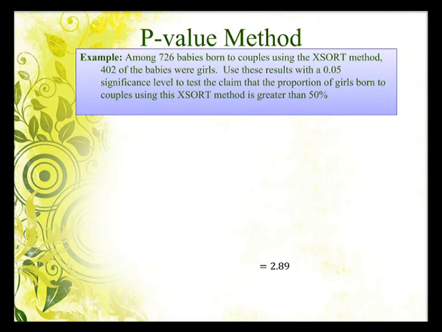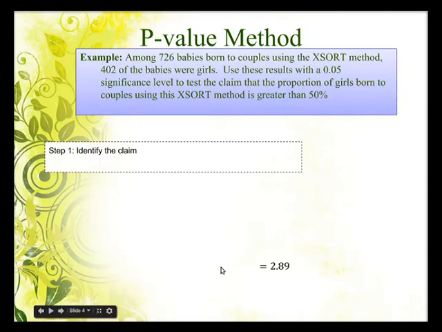Among 726 babies born to couples using the H0 method, 402 were girls. Use these results with a 0.05 significance level to test the claim that the proportion of girls born to couples using this H0 method is greater than 50%.